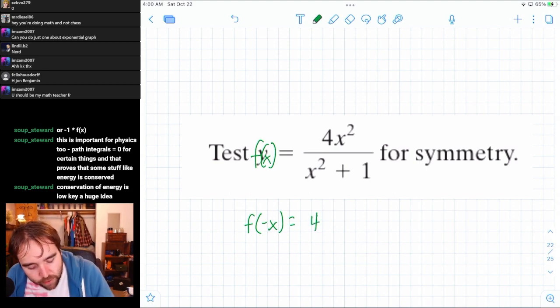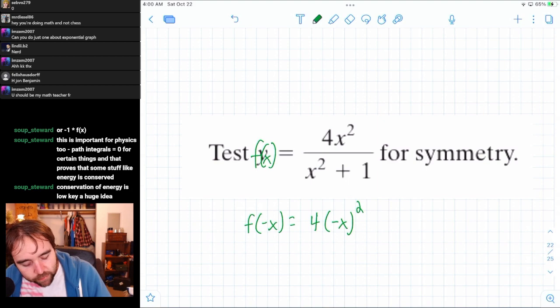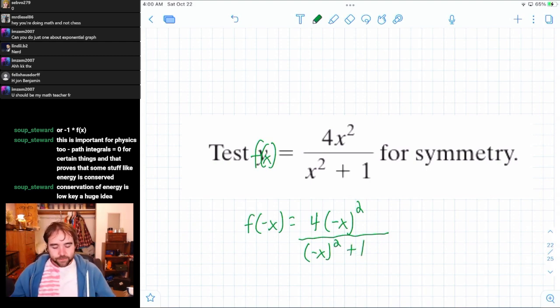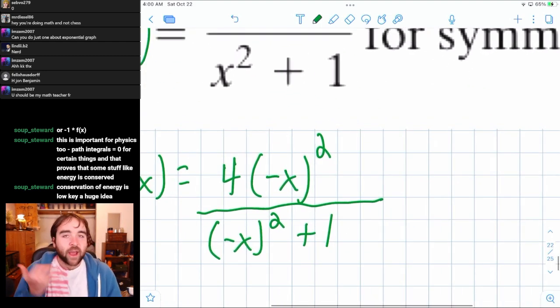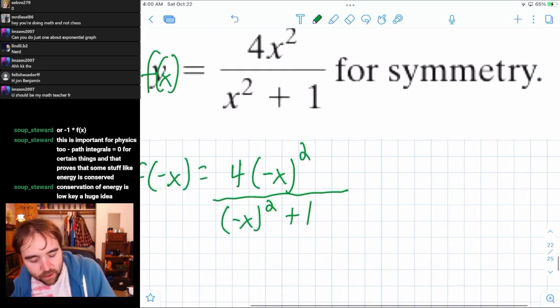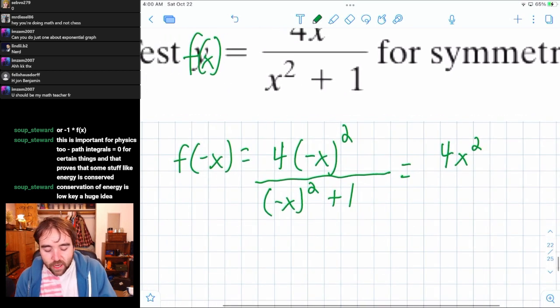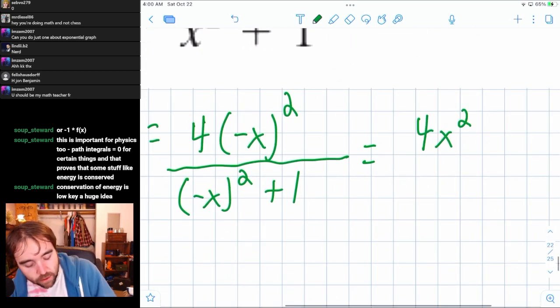So we're going to have 4 times negative x squared. See how we replace that x with a negative x, over negative x squared plus 1. So that's f of negative x. And now our task is to simplify and see what we end up with. Well, negative x squared, a negative times a negative, just ends up being a positive. So that negative x squared just turns right back into a normal 4x squared. And this down here on the bottom, negative x squared, also just turns into a positive x squared.